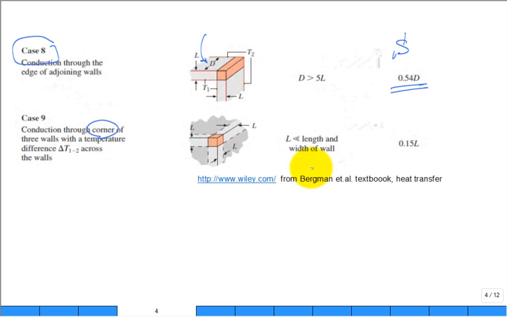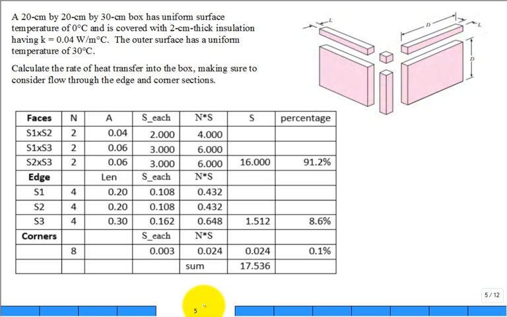Right. And then what about the corner? The corner shape factor is equal to 0.15 times L, but I have to figure out what L is. What is L? It's 2 centimeters for our problem. It's the thickness of the insulation. True? All right. It's bookkeeping time, so I'm just going to show it to you like this.